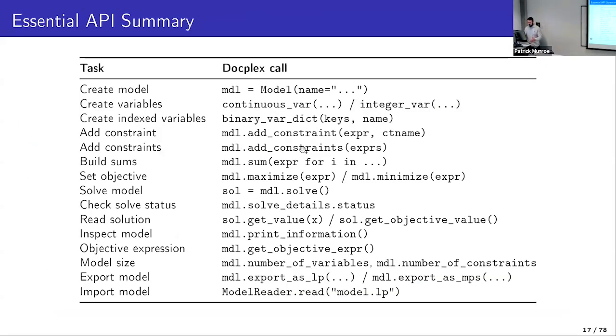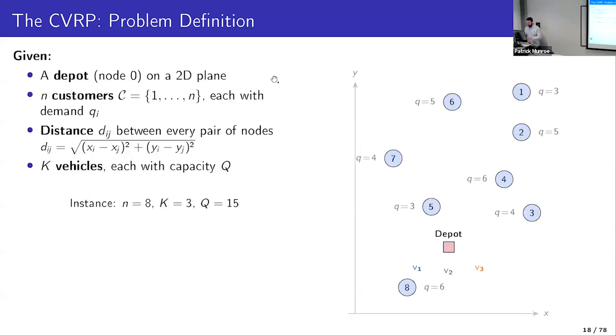Okay, and here is a list of some of the functions that we've used here, just a summary of the API. But I won't spend time on that unless you want me to. And now we can start talking about the central example of this workshop, the CVRP. Before we get there, are there some questions about DOcplex or whatever? No? Okay, so far so good.